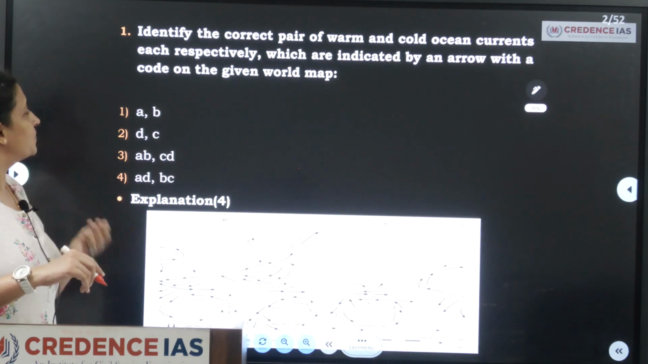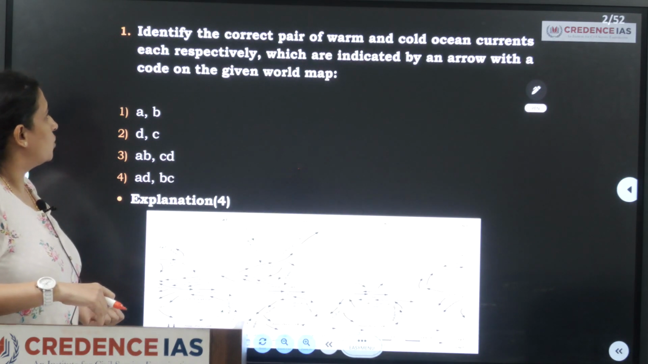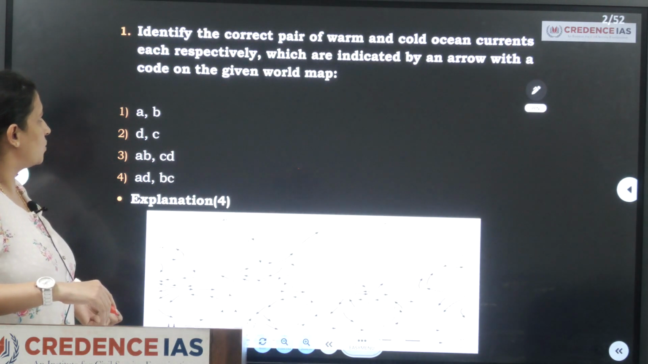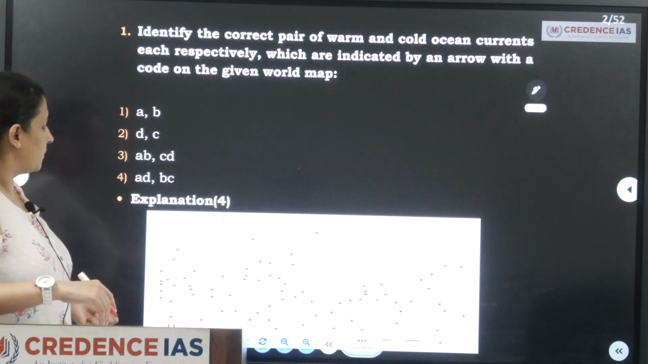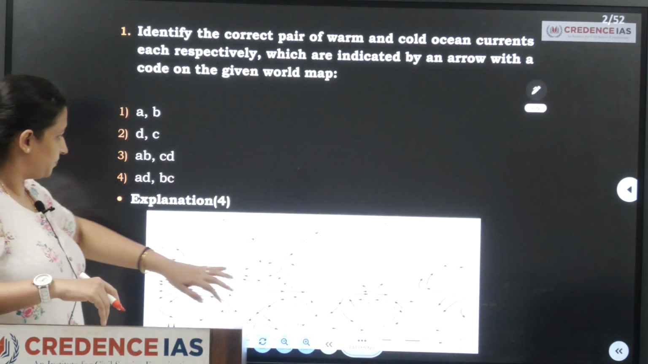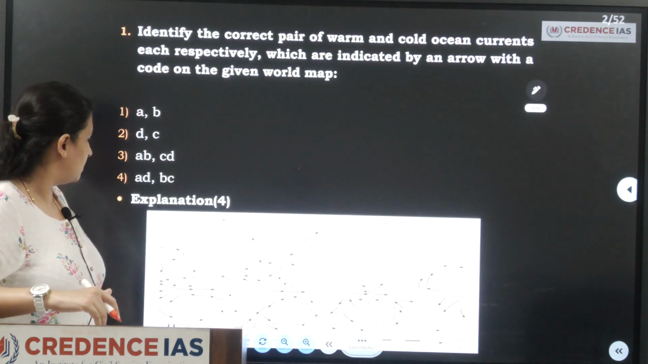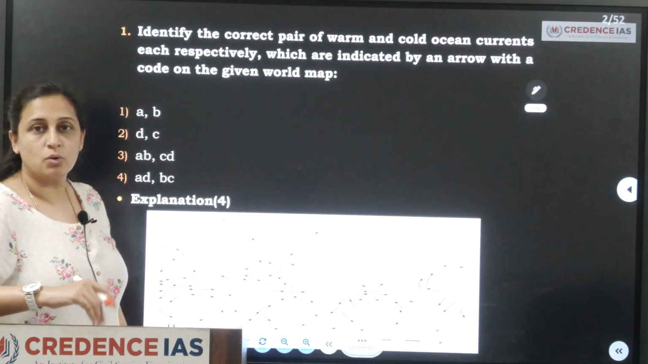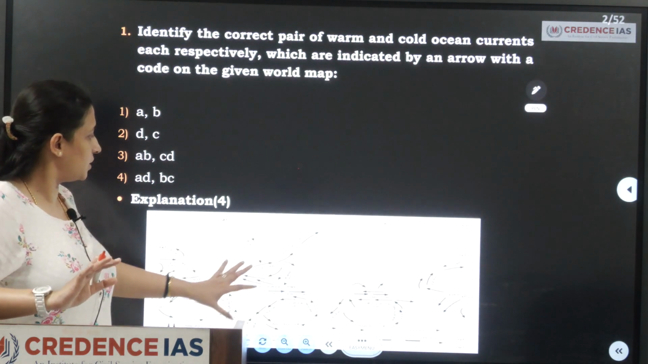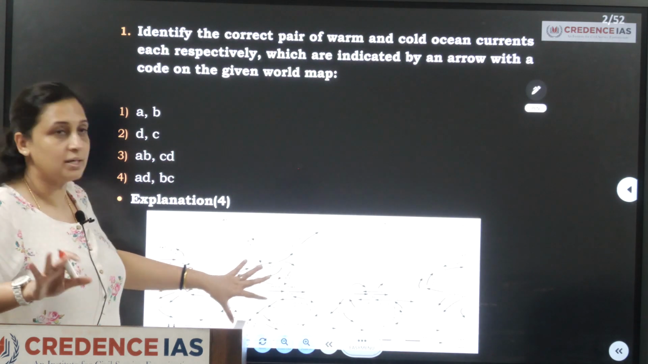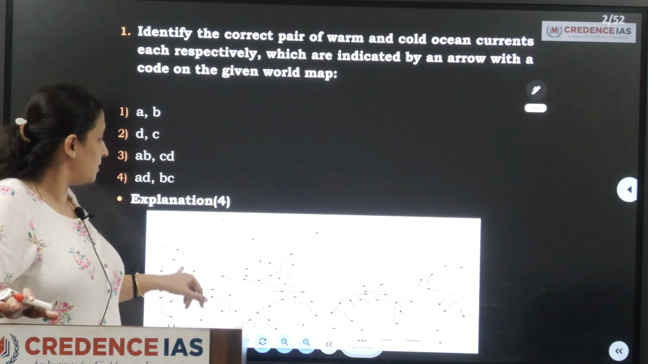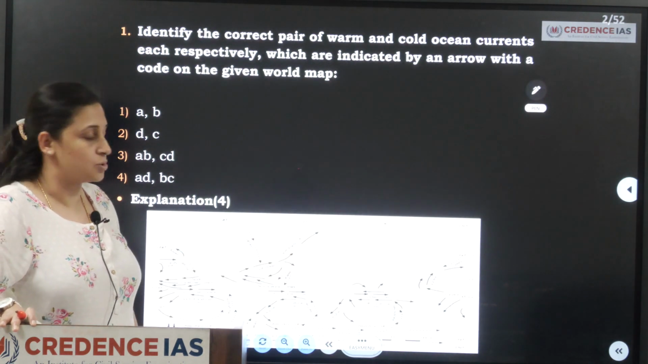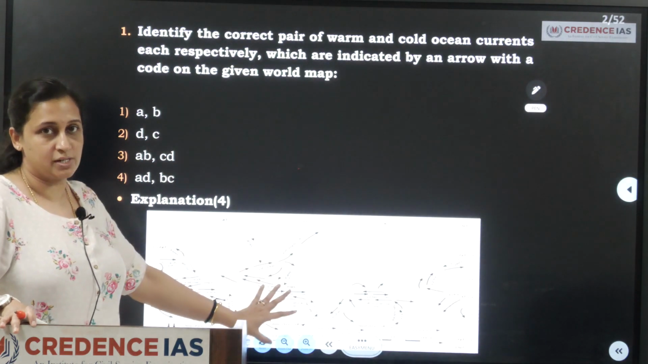The first question here is: identify the correct pair of warm and cold ocean currents, each respectively, which are indicated by an arrow with a code on the given world map. In this slide, we have given the names of the cold currents as well as warm currents, but in the question paper it was not like this. They had just shown the arrow marks. They had not mentioned any names of the warm or cold ocean currents. So for your reference, we have mentioned them here in the slide.